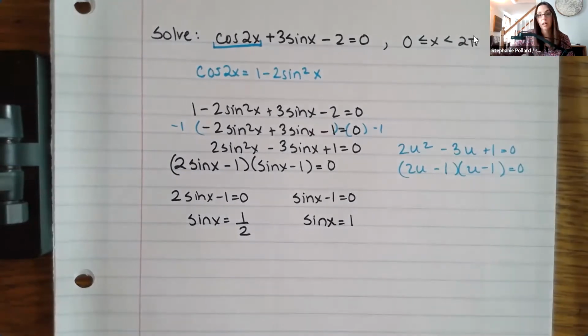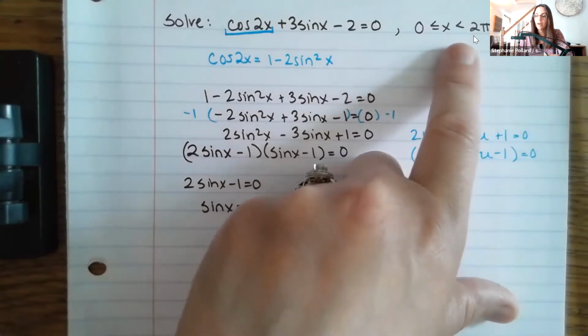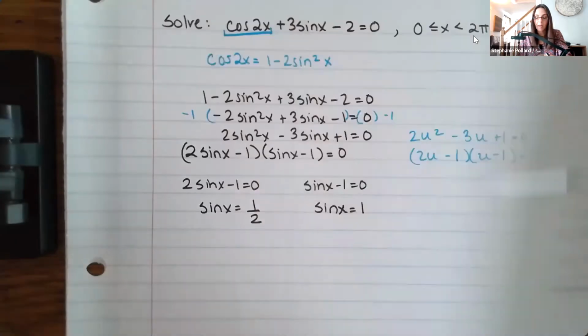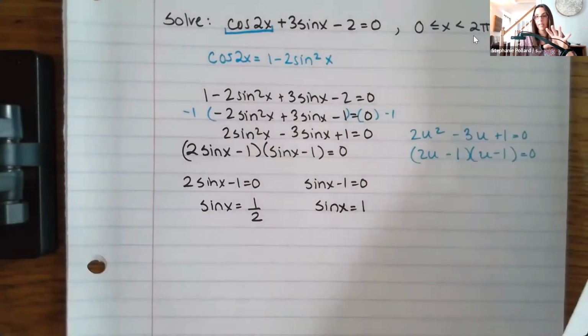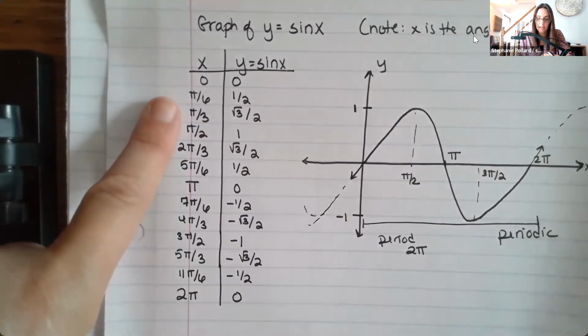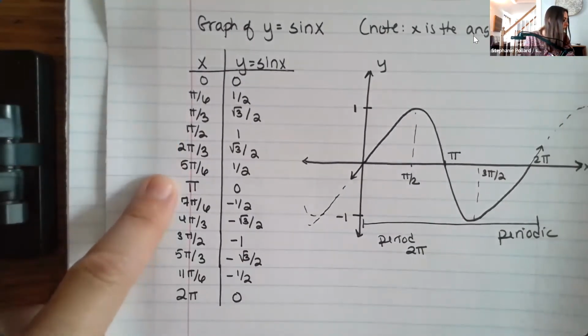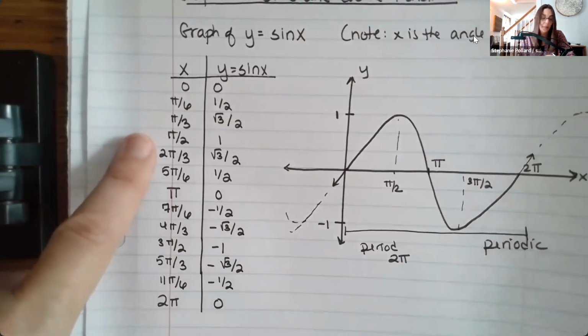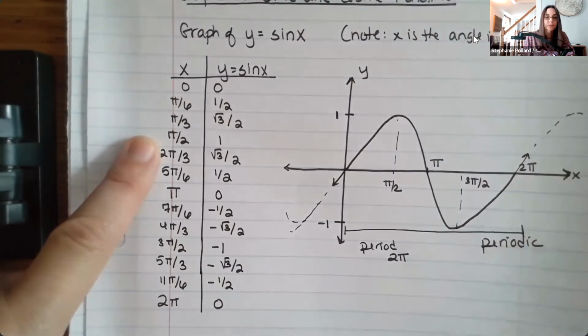Now, I left my chart out, which was smart this time. I'm only going between 0 and 2 pi here, and luckily my chart goes between 0 and 2 pi already. And again, I'm not plugging anything in, right? It's just basic sine x, so I have that chart I can use. And for the first one at 1/2, I see pi over 6, and I see 5 pi over 6 here. And then for 1, I see pi over 2.